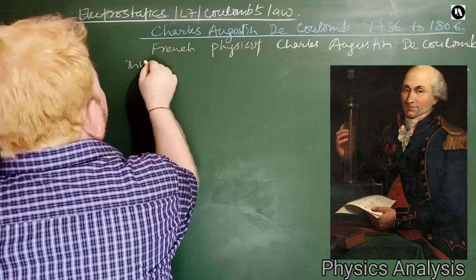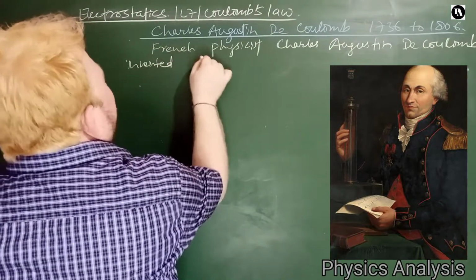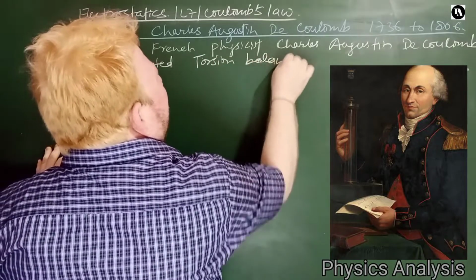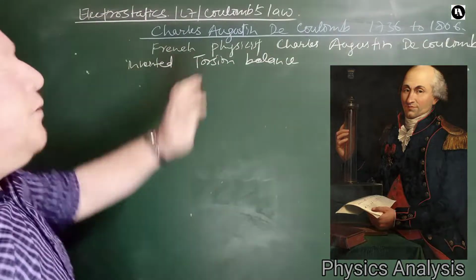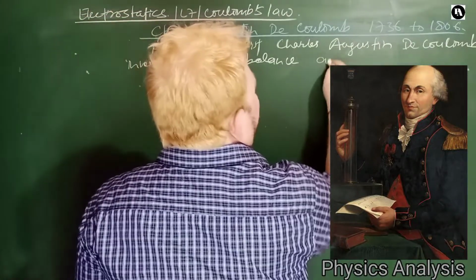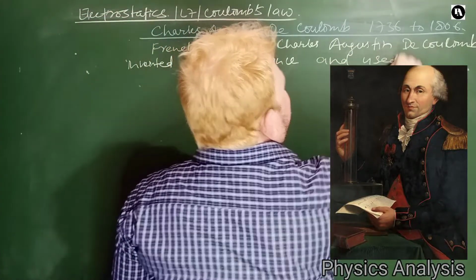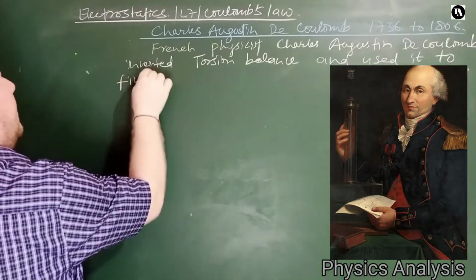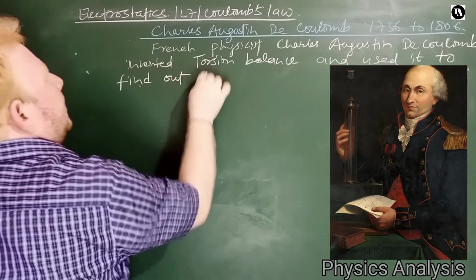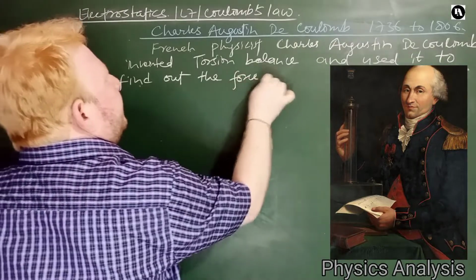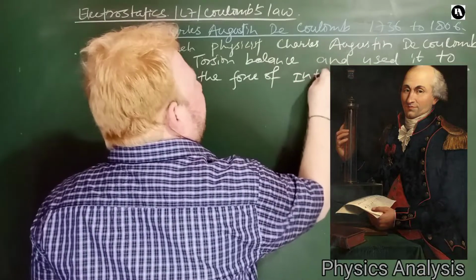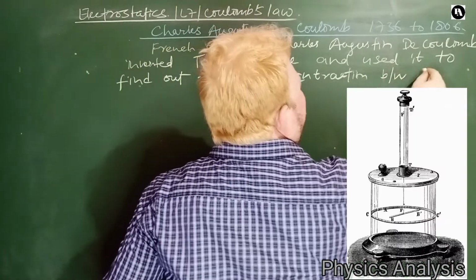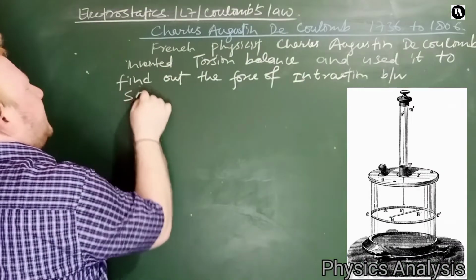The French physicist invented the torsion balance and used it to find out the force of interaction between small charges.